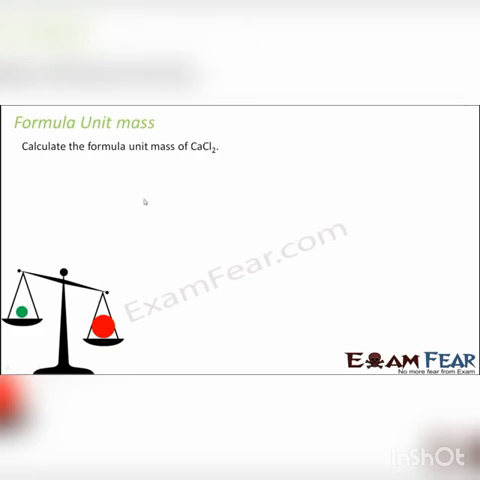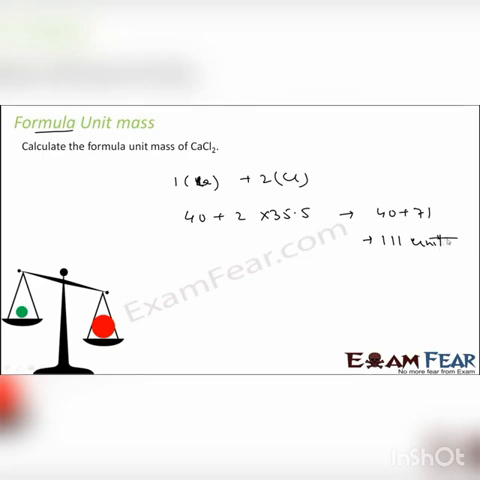Let's find first calcium chloride, CaCl2. This is also ionic, so we'll use the term formula mass for this as well. So it has 1 calcium plus 2 chlorine. So this is 40 plus 2 into 35.5. That is 40 plus 71. That is 111 unit.